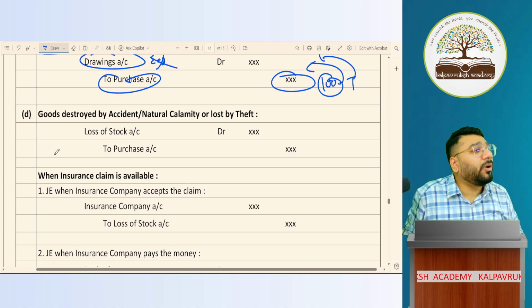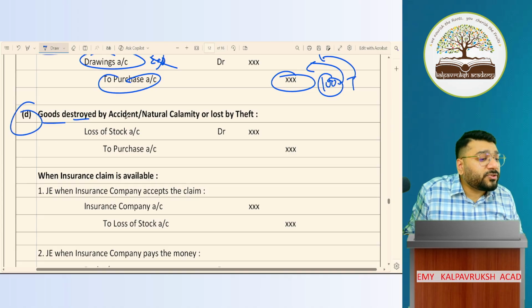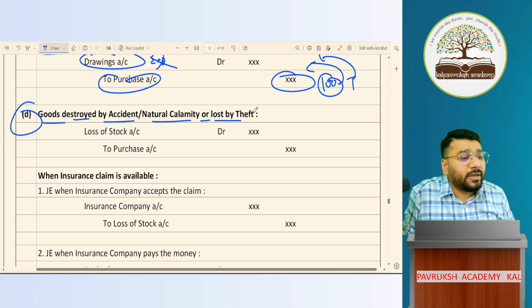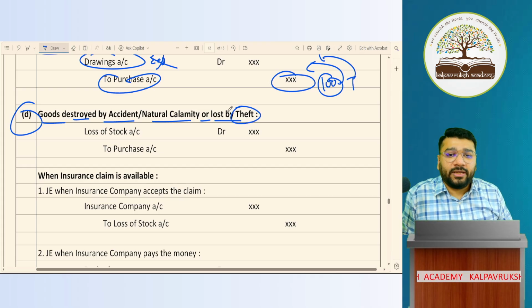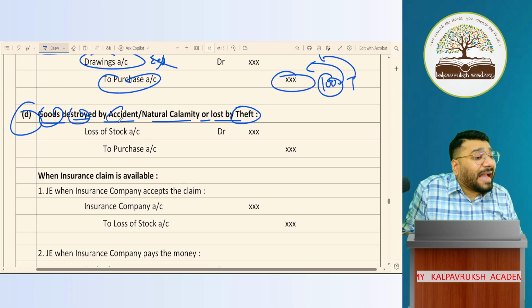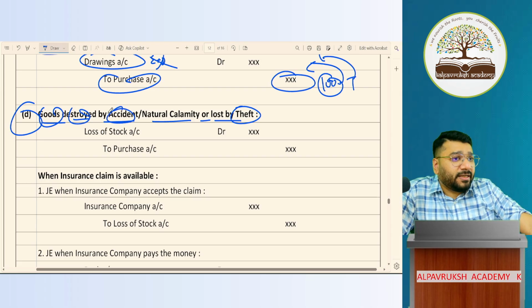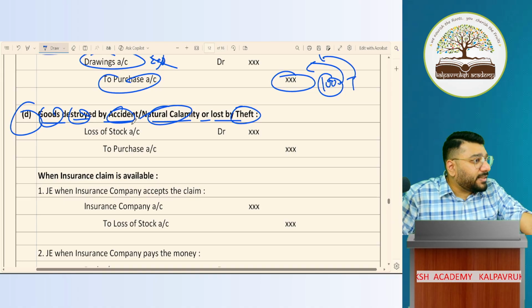Now comes the most important point, where questions are significantly tested. Goods destroyed by accident or natural calamity, or lost by theft. You know what is theft? In Hindi, chori. In English, stealing. Goods are destroyed by accident. What kind of accident? Fire accident. Or natural calamity means what? Earthquake, tsunami, etcetera. Okay.